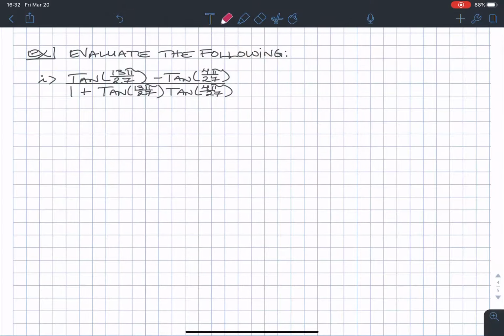Okay, before we begin, let's recall that tangent is sine over cosine, right? So I know that the signs will correspond in the numerator and be different in the denominator. So I have a difference. So tangent of alpha minus beta is the quotient: tangent alpha minus tangent beta, divided by 1 plus the product tangent alpha times tangent beta.